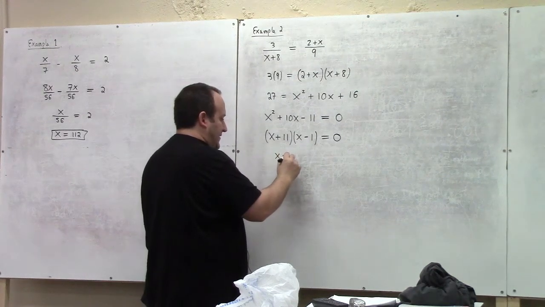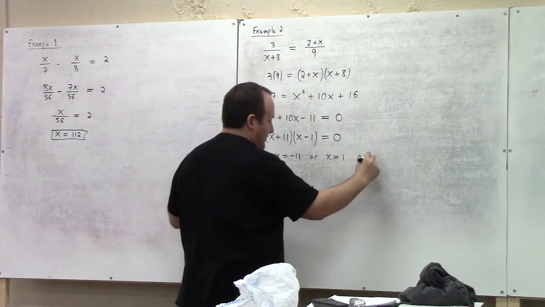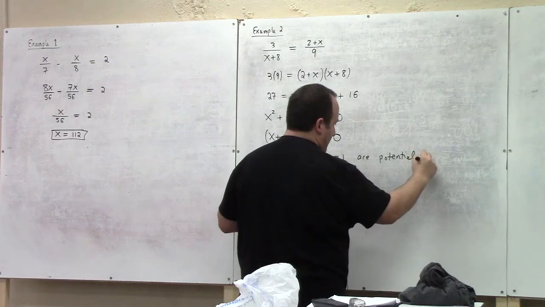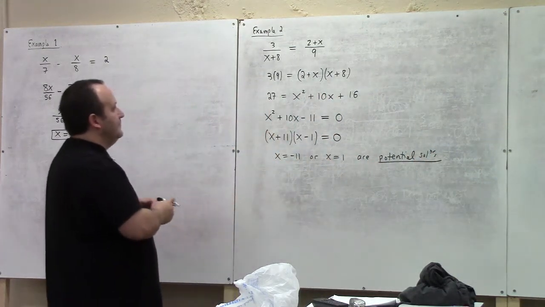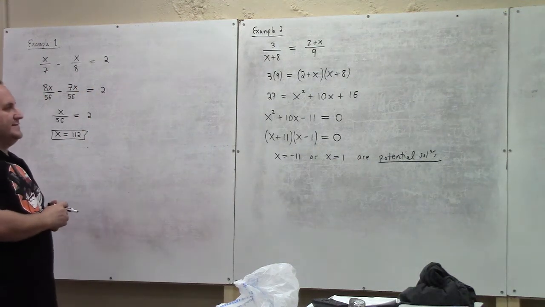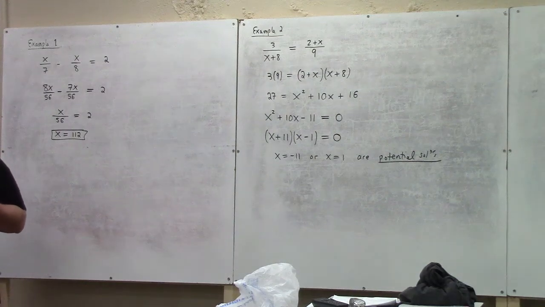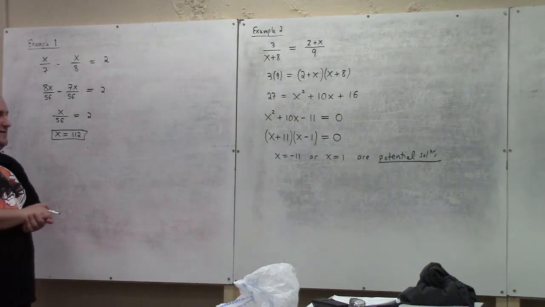Right, take the opposite. So x equals minus 11 or x equals 1 are potential solutions. The reason I say potential is because we've got to check. Whenever we cross multiply, there's a chance that we have changed the equation a little by multiplying by something that could be 0. You can sort of destroy and create information in a sense. So that cross multiply step is something you've got to watch out for.